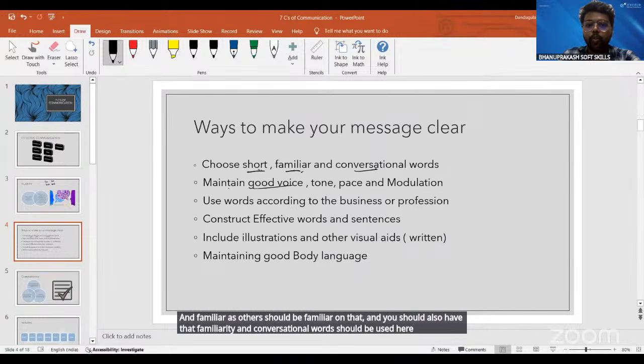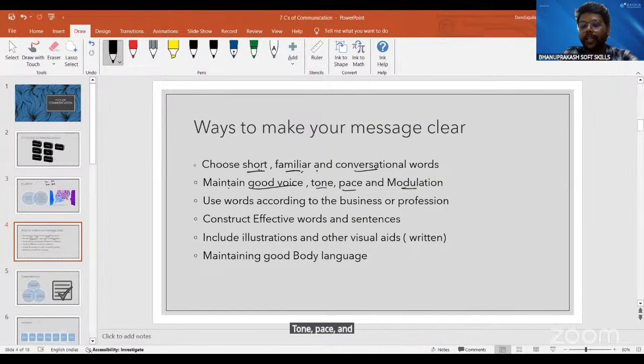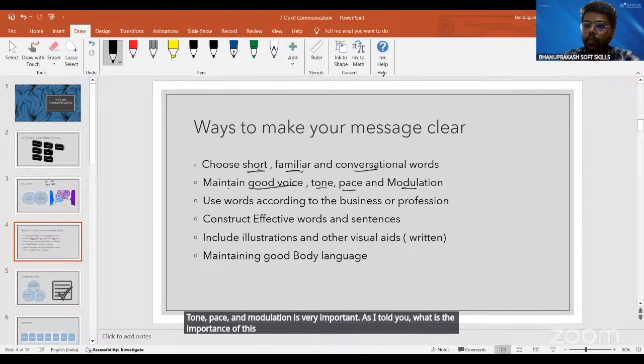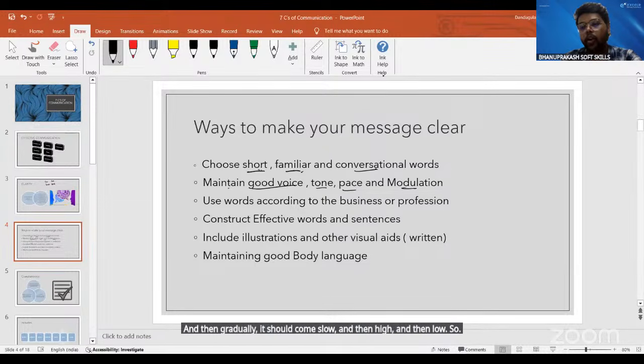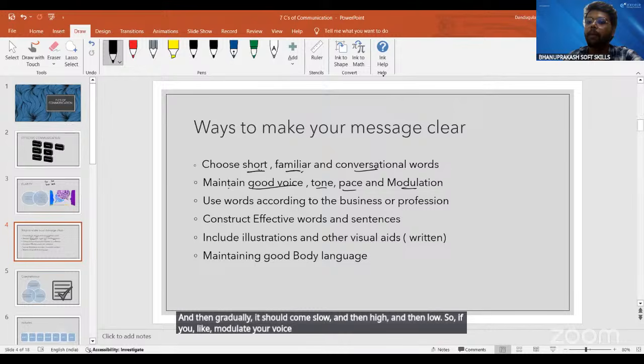And maintaining a good voice, tone, pace, and modulation is very important. As I told you, what is the importance of this modulation? If you raise your voice a bit and then gradually it should come slow and then high and then low. So if you modulate your voice in such a way, you are making the listener very attentive and he is also interested in listening to what you are trying to convey.